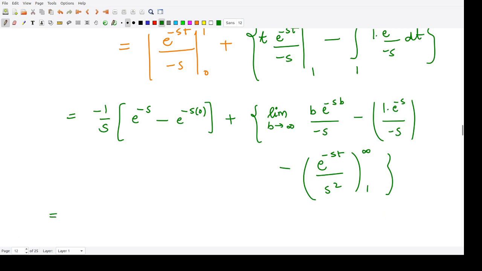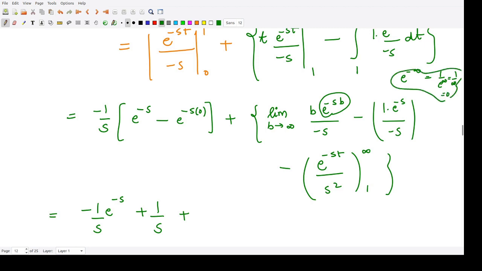So the first term here becomes minus 1 by s e to the power minus s, and the second term becomes minus 1, so we would have 1 by s here. And then when we substitute the limits here, because we have e to the power minus infinity, that means we would have 1 upon e to the power infinity. That means it becomes 1 by infinity, so this term would be 0. So this term won't be there. So we have 0 here, and then plus e to the power minus s divided by s.